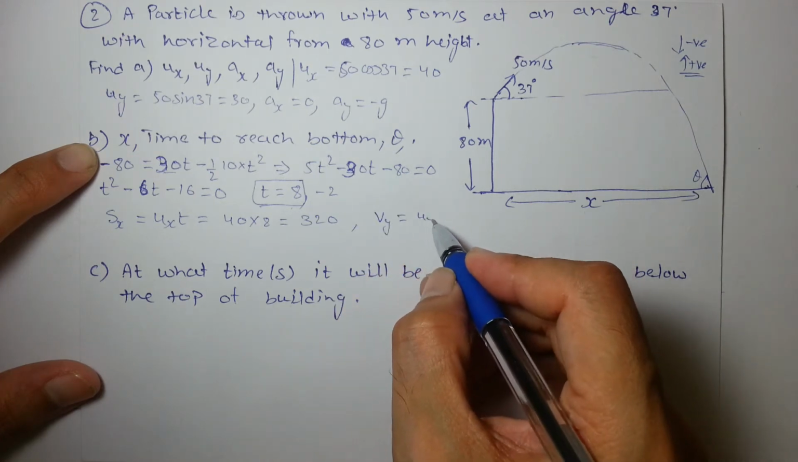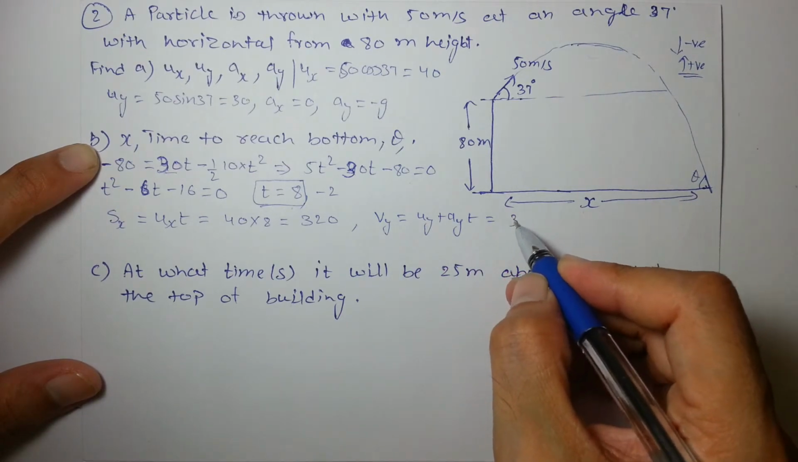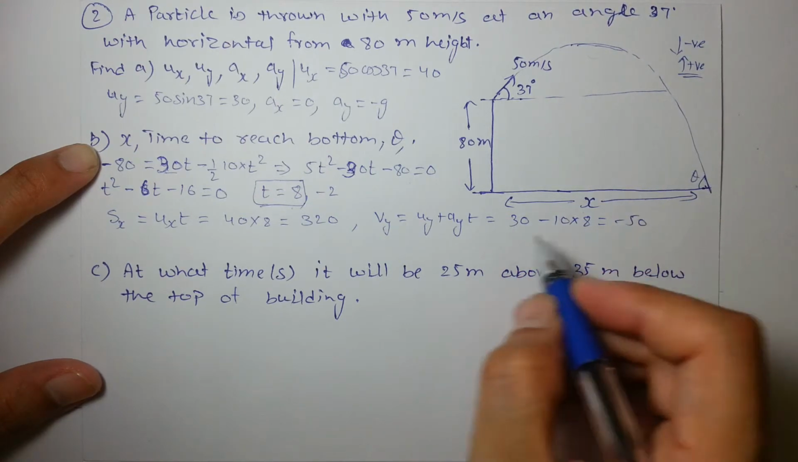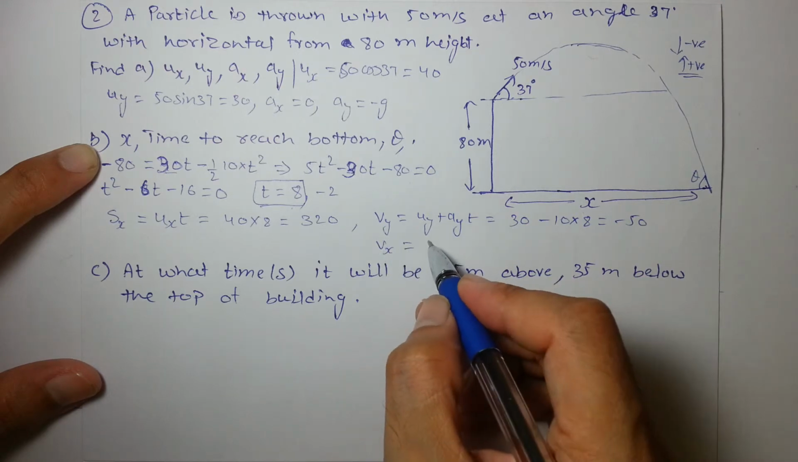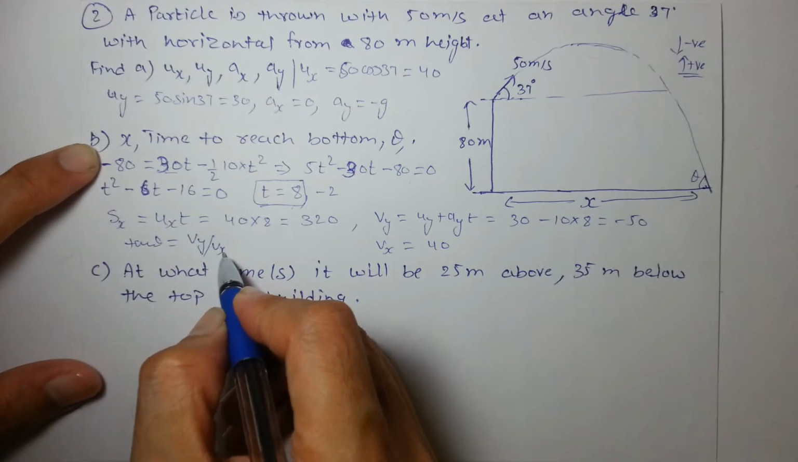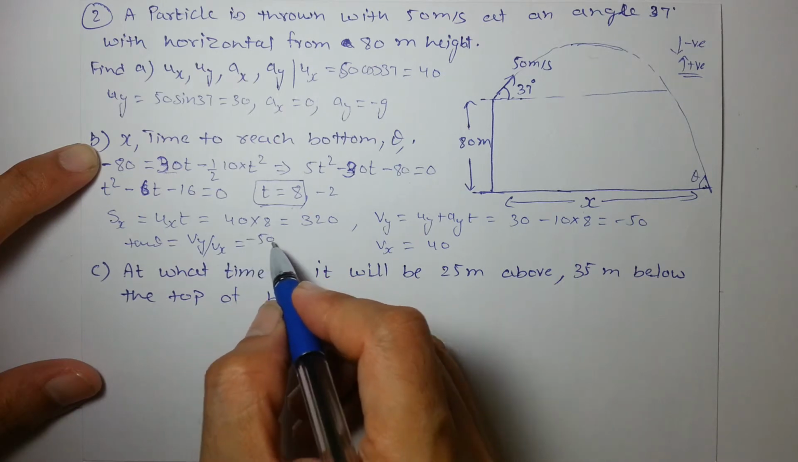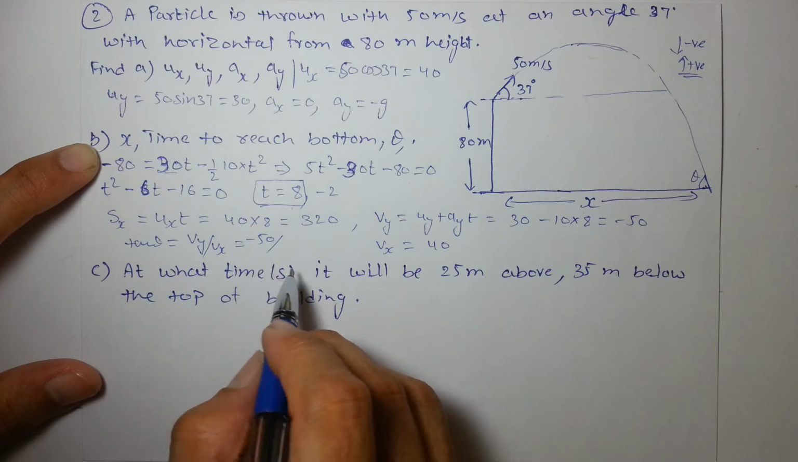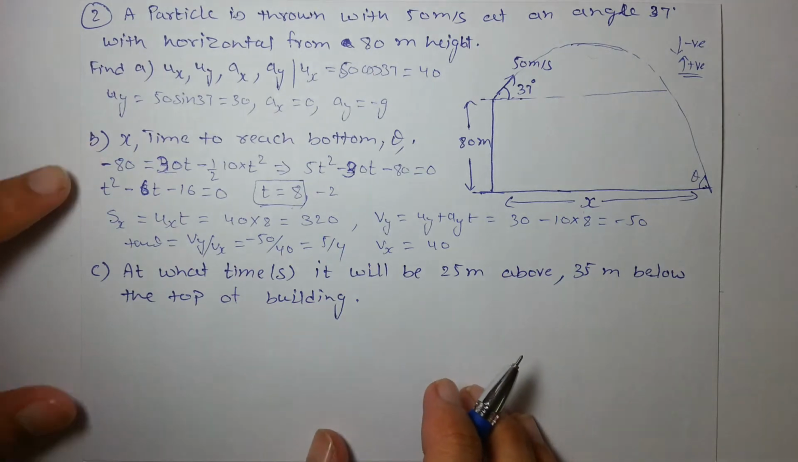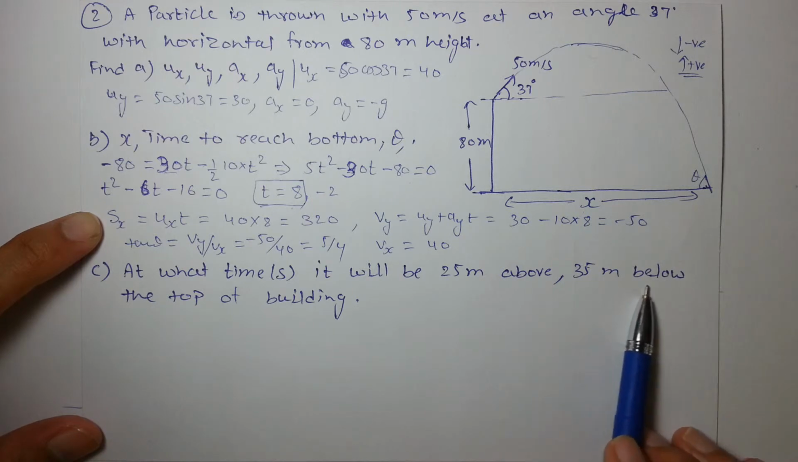Vy is nothing but uy plus ay t. Just put the values. Uy is 30, minus 10, and t is 8, so it is minus 50. What about Vx? Vx will remain 40. So tan theta is Vy by Vx, that is minus 50 by 40. Minus indicates that the angle is below horizontal, or the velocity is below horizontal. So tan theta is 5 by 4.